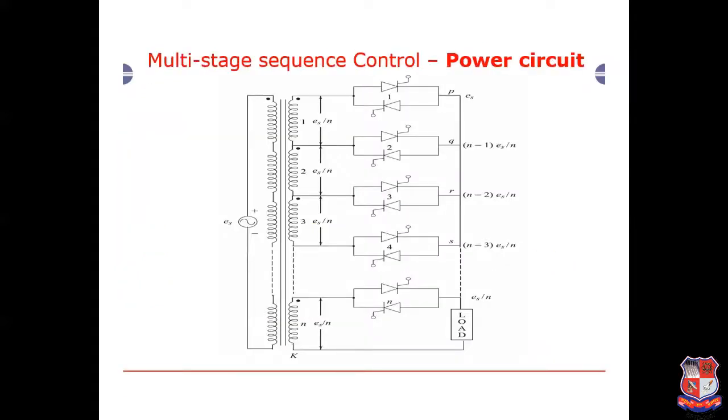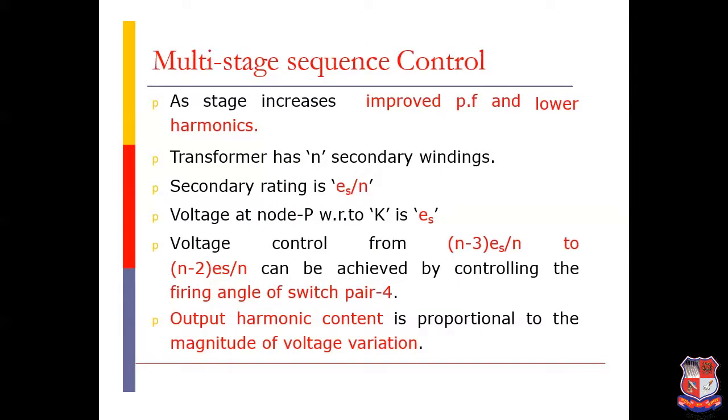We can also achieve multiple stage sequence control using a power circuit in which back-to-back connected thyristor pairs can be used at the secondary of the transformer to get different stages of power control. As the number of stages increases, the power factor also increases and harmonics are reduced using multi-stage sequential control.